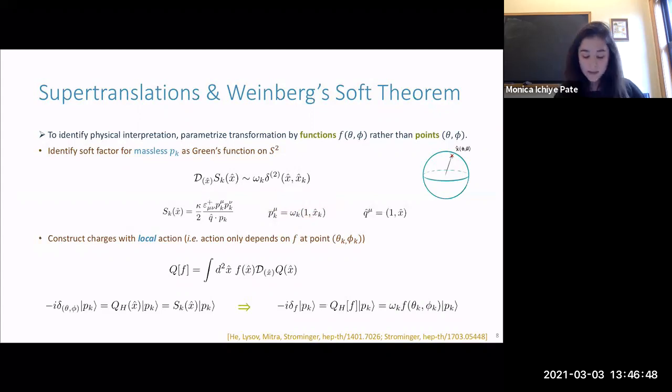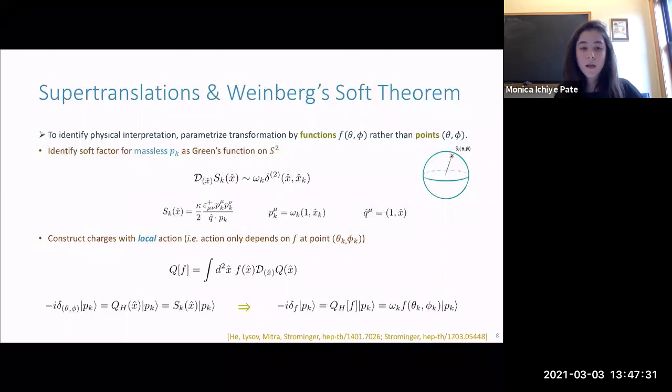And then what one finds is that the soft factor for external particles that are massless is in fact a Green's function on the two-dimensional sphere. That just means that there exists some differential operator, which when you act on the soft factor, you find a delta function that has support when the momentum of the soft graviton and the momentum of the massless particle are aligned. And in particular, since this soft factor is proportional to the energy of the external massless particles, that's why one finds some factor of energy here.